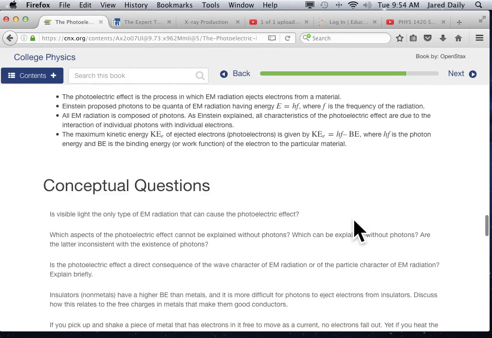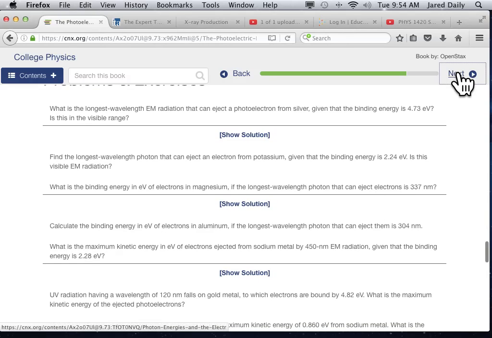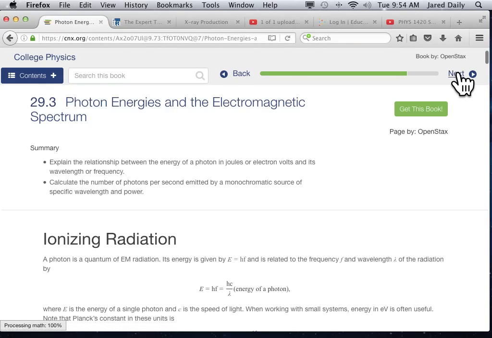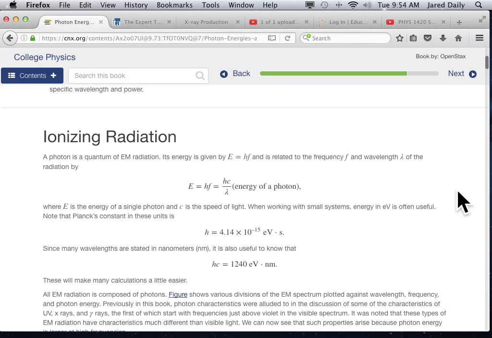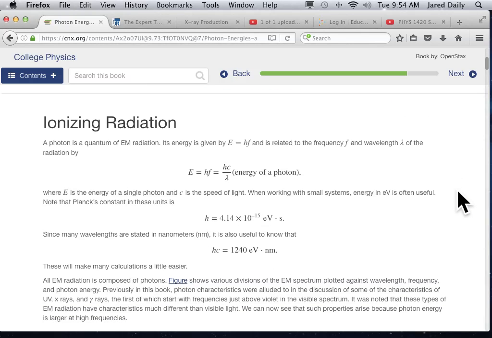So that's the next experiment or discovery made as we move towards quantum mechanics. If we now can determine the energy of individual particles of light, we can start to understand how to remove these electrons from the atom most efficiently.